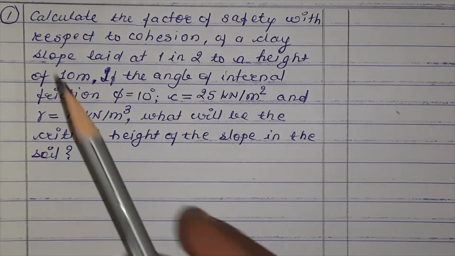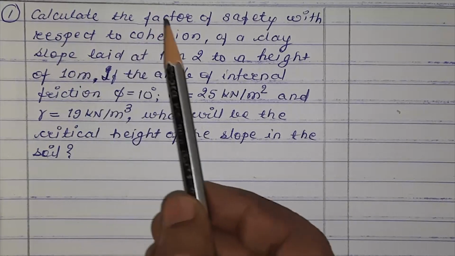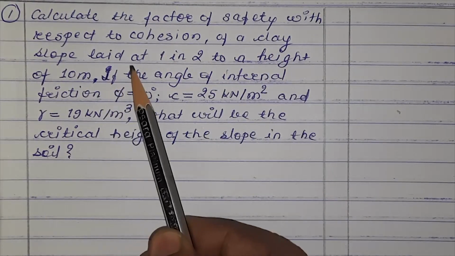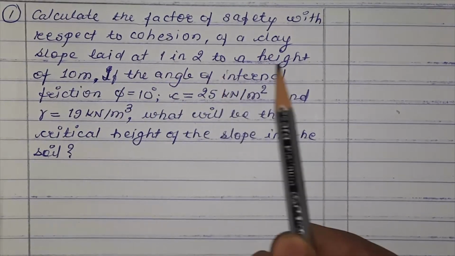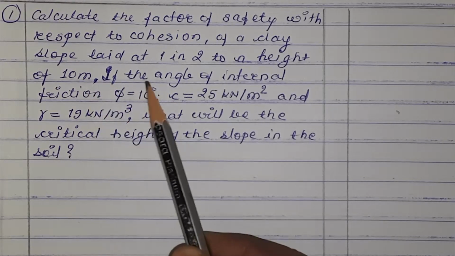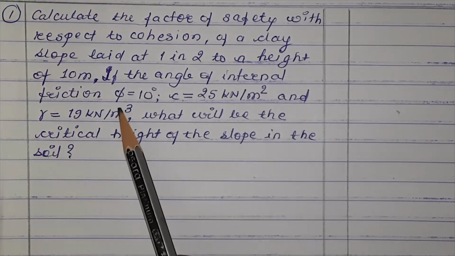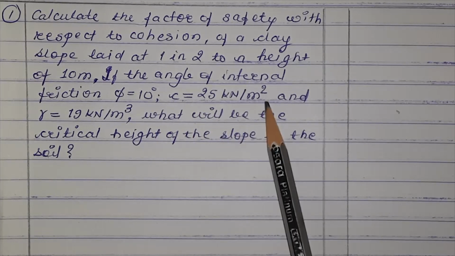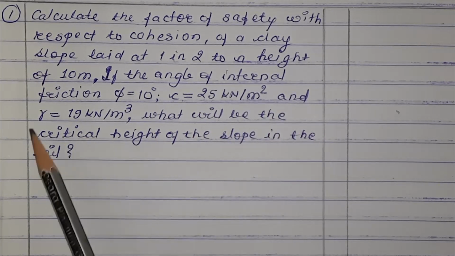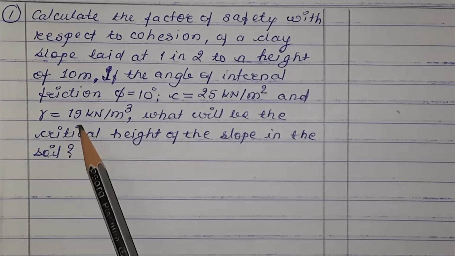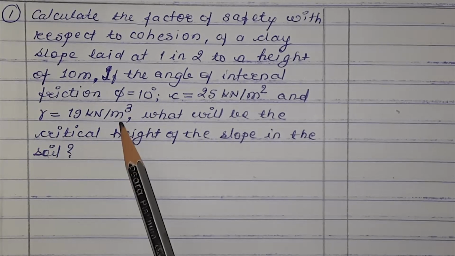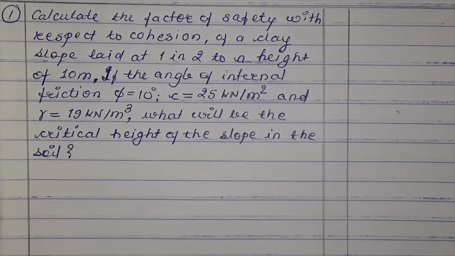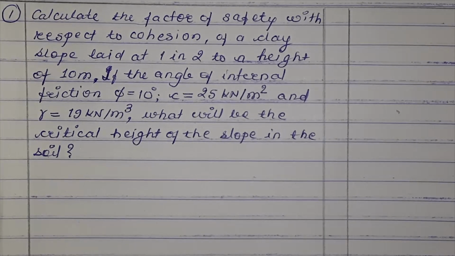Question number 1. Calculate the factor of safety with respect to cohesion of a clay slope laid at 1 in 2 to a height of 10 meters. If the angle of internal friction phi equals 10 degrees, cohesion 25 kilonewton per meter square and unit weight of the soil is 19 kilonewton per meter cube, what will be the critical height of the slope in the soil?